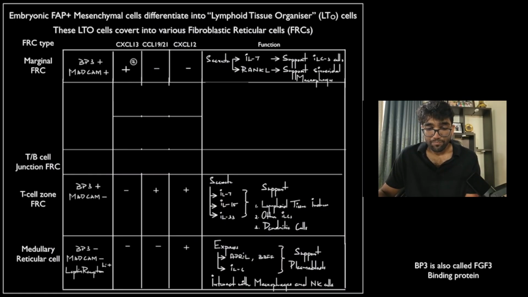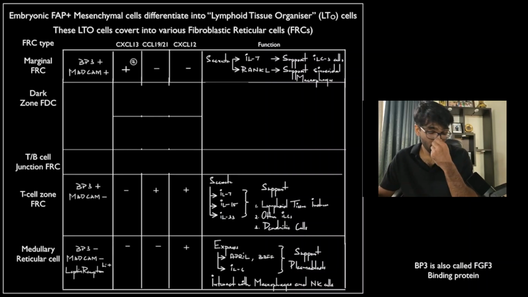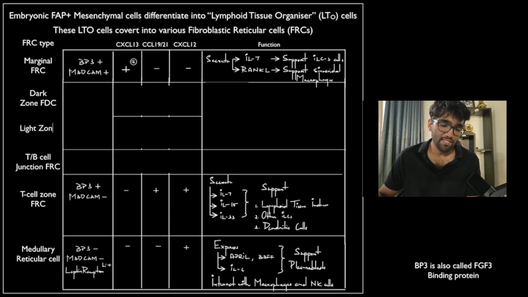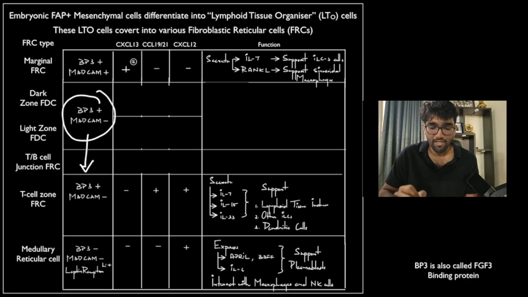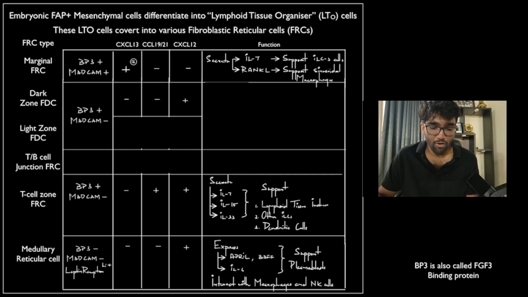Okay. So we'll just fill in the blanks that we've left. So the germinal center is actually populated by 2 specific types of follicular reticular cells. They are then called follicular dendritic cells. So they become FDCs rather than FRCs. So one is known as the dark zone FDC, and then we have the light zone follicular dendritic cell. Both of them have a phenotype similar to your TB cell FRC, as TB junction FRC, as well as the T zone FRC. Now, dark zone FDCs express only CXCL12.